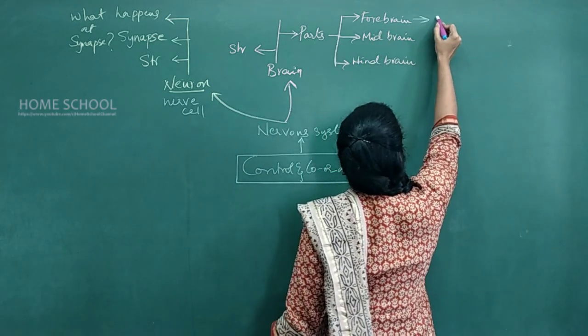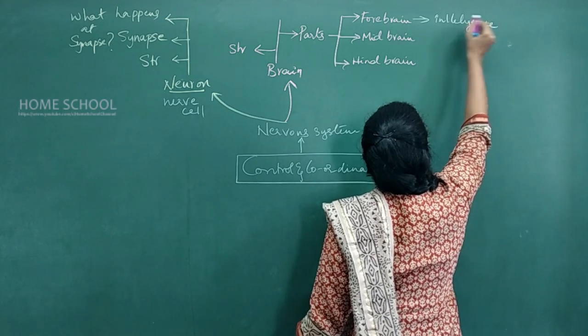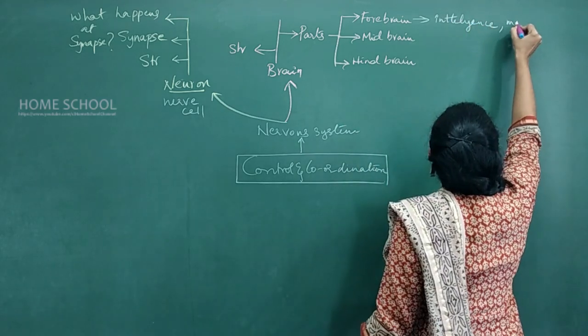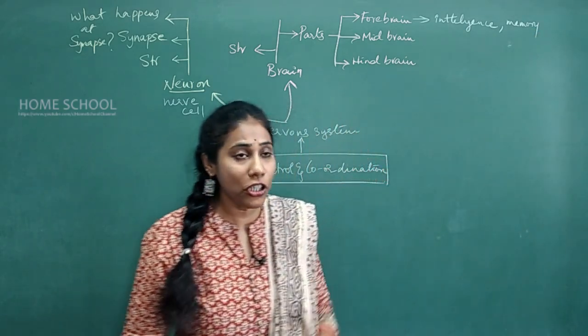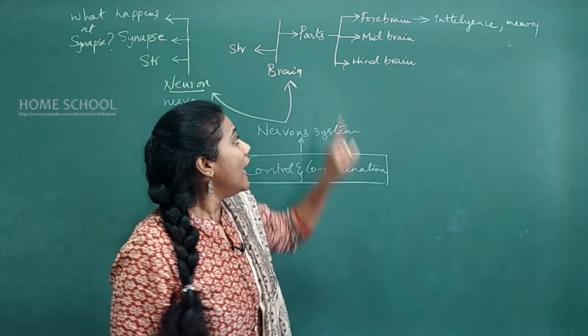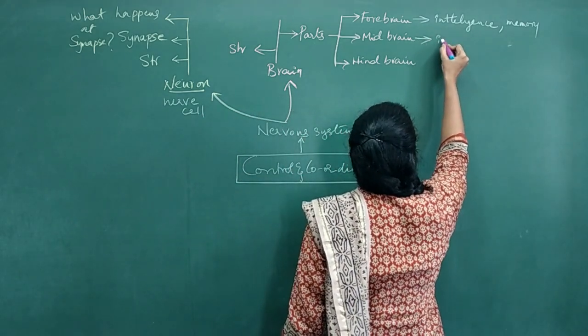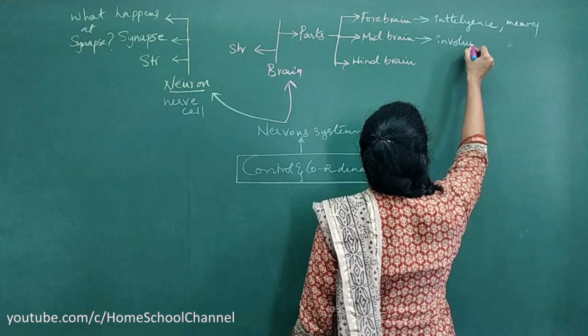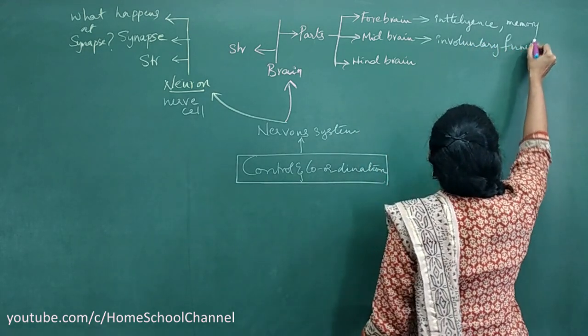What are the functions? Any two functions you can mention. It is a seat of intelligence, and it is a seat of memory also. So many of the things are controlled by the forebrain. And coming to the midbrain, the midbrain actually controls some of the involuntary functions.